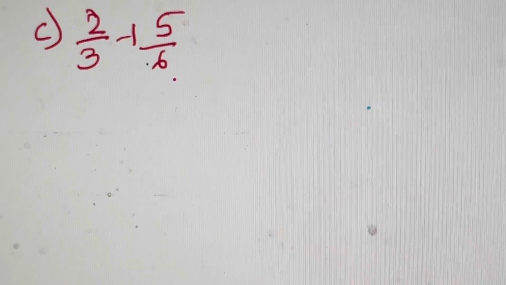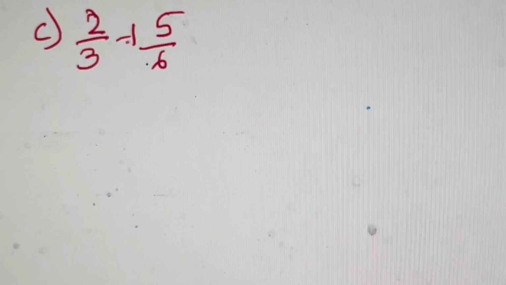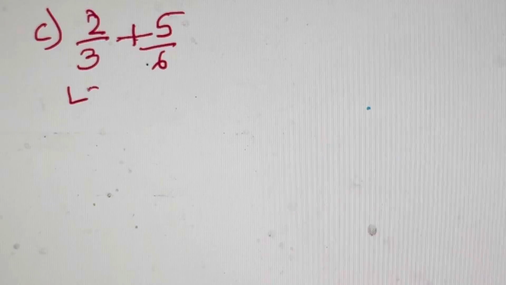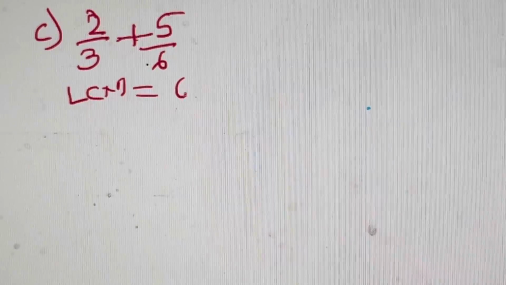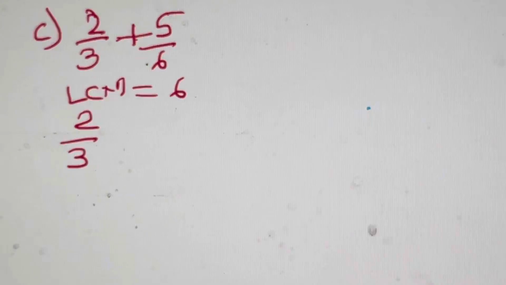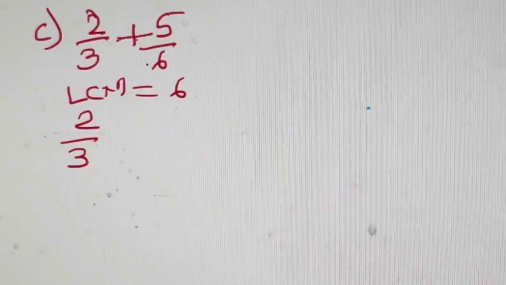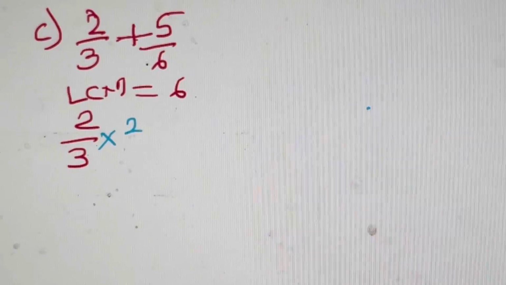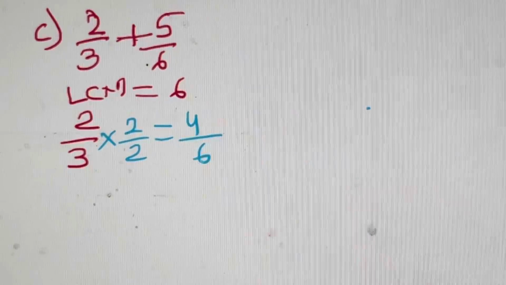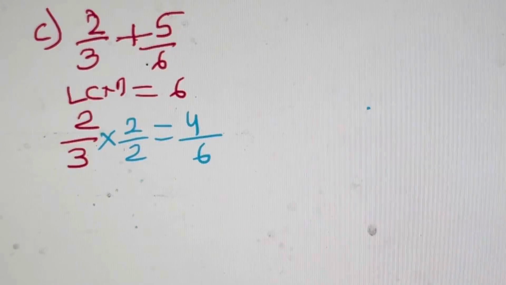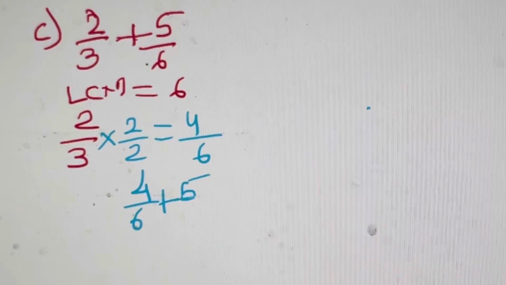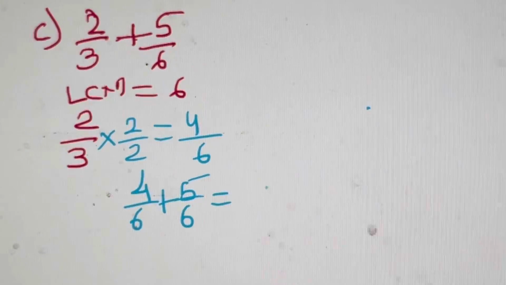Question number C, 2 upon 3 plus 5 upon 6. Now if you observe here, 6 is a multiple of 3. So LCM would be 6, right? So we take 2 upon 3 and convert it into 6 as an LCM. So we multiply it by 2. 2 2s are 4 and 3 2s are 6. Now this is already 5 upon 6. So 4 upon 6 plus 5 upon 6, which gives you 4 plus 5 is 9 upon 6.